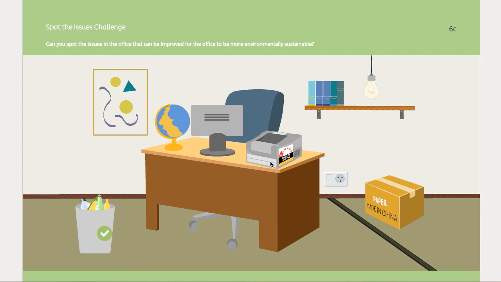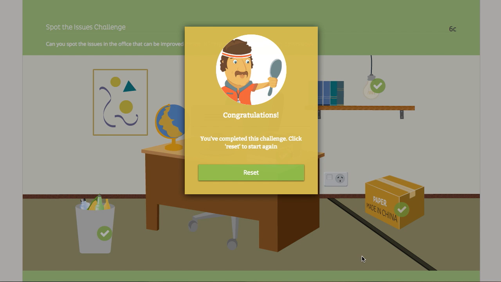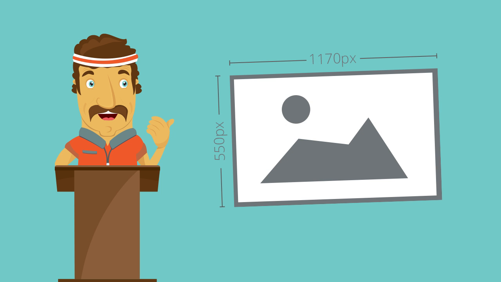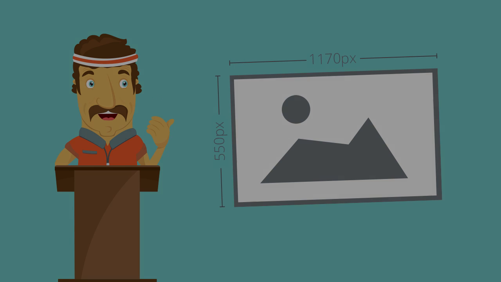In this particular example, the learner is asked to try and identify opportunities to help make an office's environment more environmentally friendly. Similarly, you could also use the same template to engage learners to find positive examples. To make your own challenge, you'll need to prepare an image file. For best results, we'd recommend using a full-width image, at least 1170 pixels wide and 550 pixels high, although a smaller image can be used.